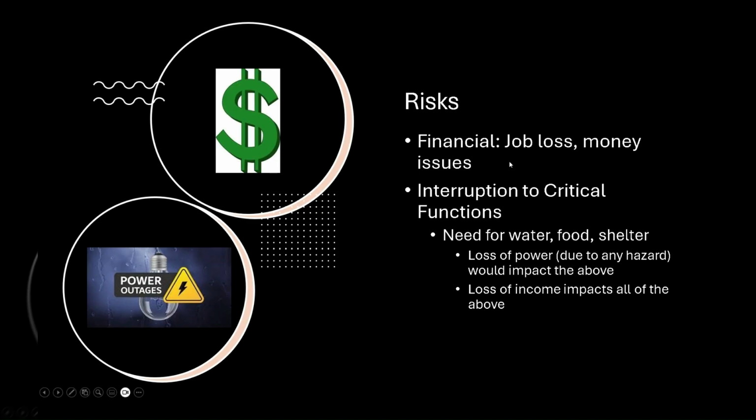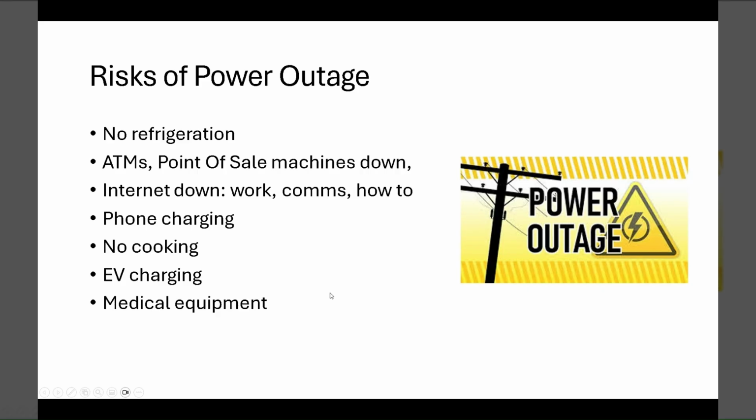Risk. Financial might be job loss, money issues, interruption to your critical functions. Well, you need the job for water, food, and shelter. Loss of power would impact your work. Loss of income. So you look at that. What can you do? How do you decrease the risks?